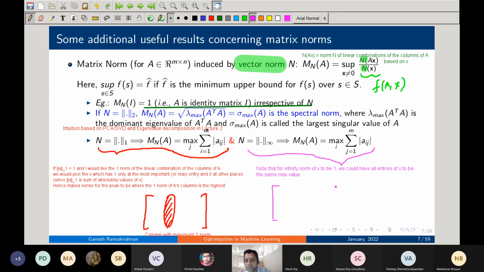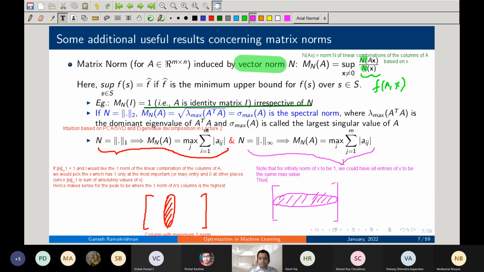The depiction is like this. Since I'm dealing with linear combinations of columns of A, I'll pick that x which peaks for the highest value, corresponding to the row where the one norm of the row is highest. There I would put all my energy, and in fact I'll make the vector x all ones, meaning all those values will be one. It will correspond to exactly where the one norm of a row is highest, that particular index. Let me make this more intuitive.